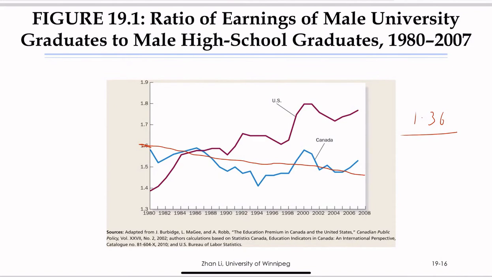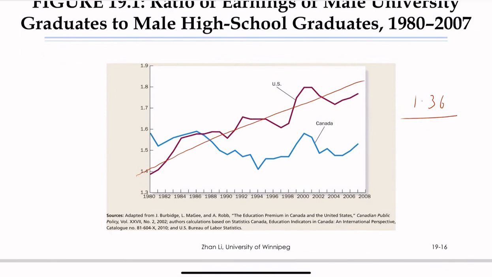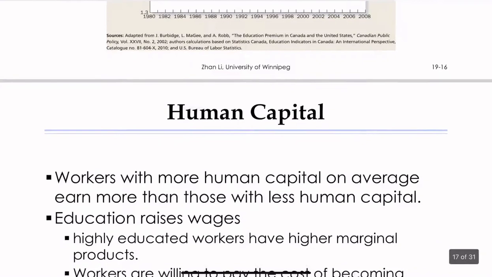If you look at the US, the ratio actually increases, right? So maybe partially due to the US actually having larger inequality, right? That could potentially be the reason. Okay.